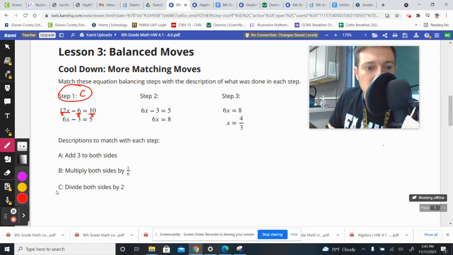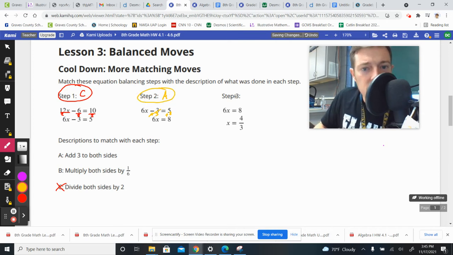All right, so that marks that one out. We only have 2 more left to look at. So, this one right here, it looks like the 3 goes away, and it looks like the 5 is 3 greater. So, that leads me to believe that they're just adding 3 to both sides to make the -3 disappear, and when you add 3 to the right, that makes that 5 into an 8. So, that one has to be step A.